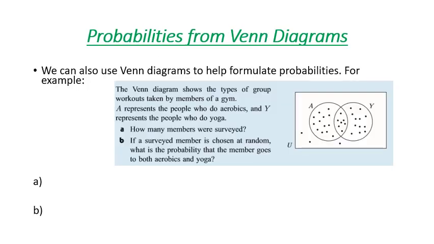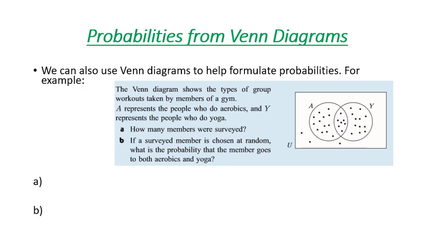Okay, so now we're going to look at probabilities from Venn diagrams. Now, a Venn diagram is just another way of putting multiple bits of data on the one visual. All right. So here's a question that says the Venn diagram shows types of group workouts taken by members in a gym. A represents aerobics and Y represents yoga. Now, how many members were surveyed?